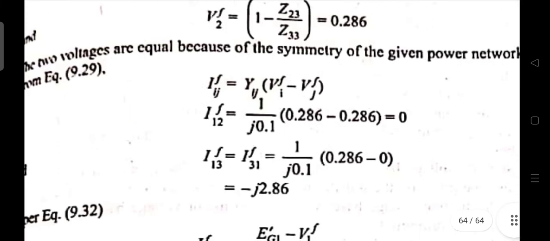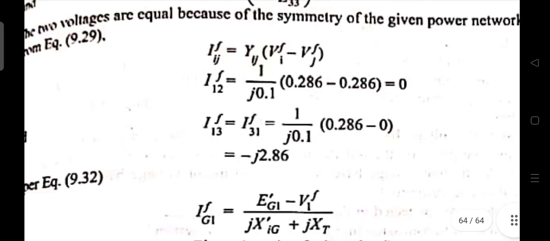Now as the two voltages are equal, we can also say so because of the symmetry of the circuit. Now we can obtain the currents I1 and I2 by the formula of admittance into Vi of fault minus Vf of fault. As both are the same, the current in line 1-2 will be 0, and the current in the line between 1 and 3 is minus j0.86.